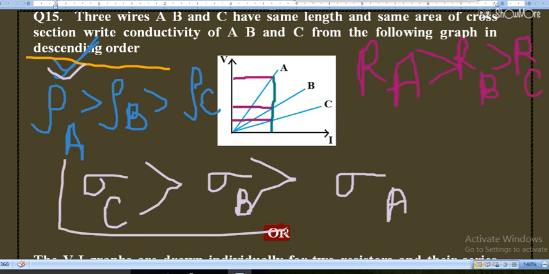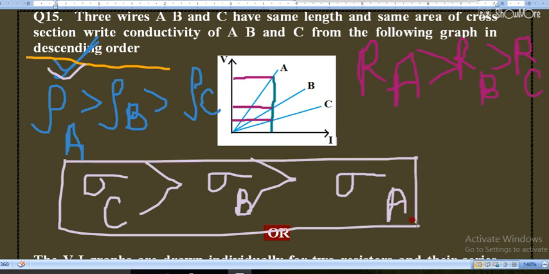Many students have mentioned C greater than B greater than A. That is also a right option, but sigma is the symbol that will be used for conductivity. So this was question number 15, first part. So I hope it is right. Firstly you have to check which wire has maximum resistance, RA greater than RB greater than RC. Then resistivity, obviously because they have the same length and area.